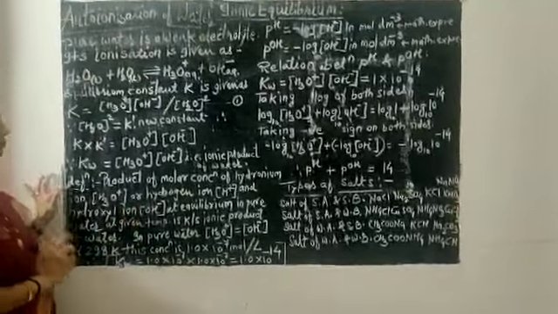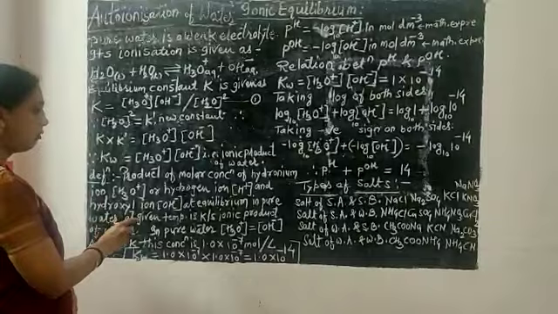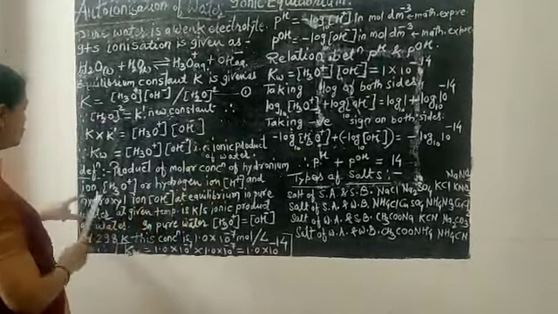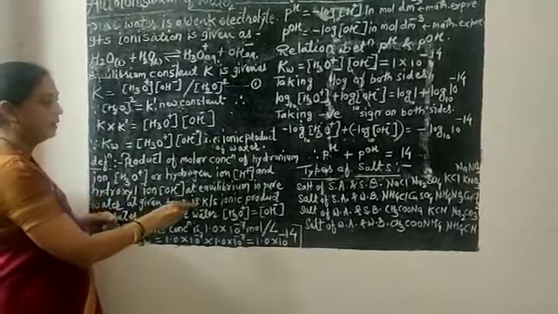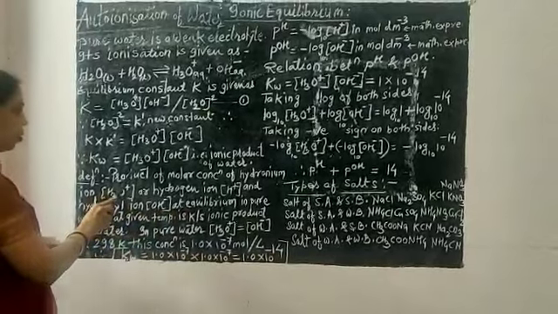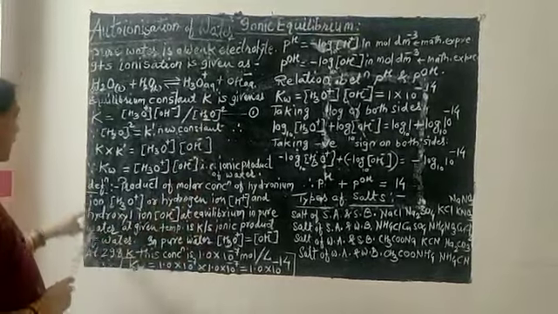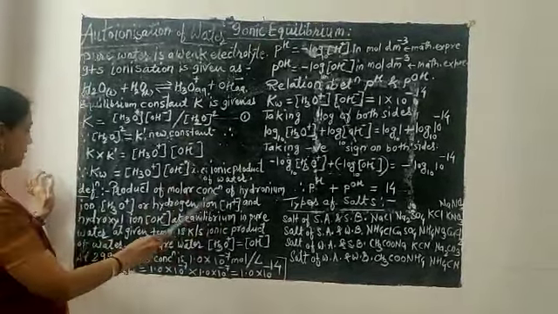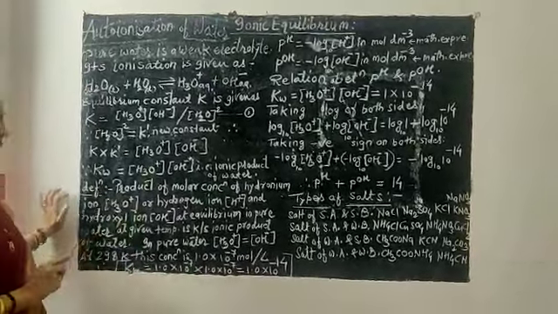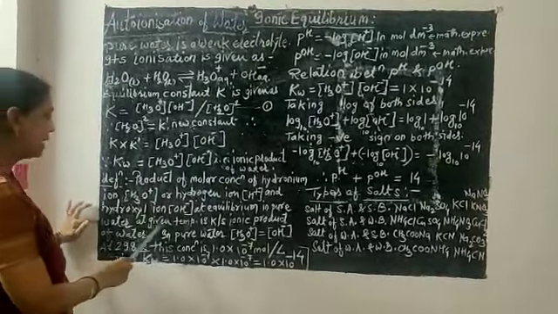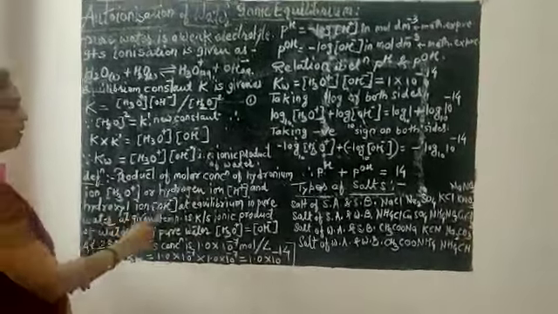See here the definition. Product means multiplication. Product of molar concentration of hydronium ion, that means H3O+, or hydrogen ion H+. You can take here H3O+ or H+. So again, the product of molar concentration of hydronium ion or hydrogen ion and hydroxyl ion OH− ions at equilibrium in pure water at a given temperature is known as the ionic product of water, and this is the correct definition.